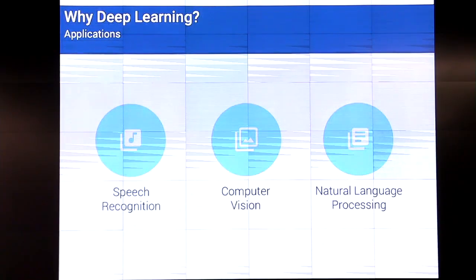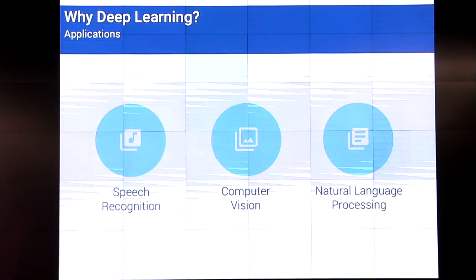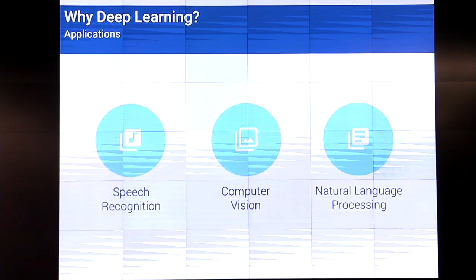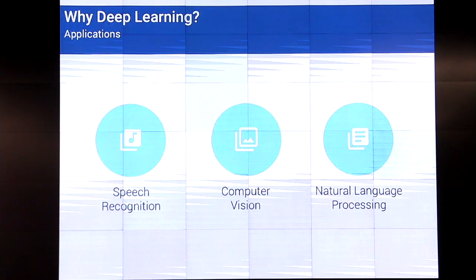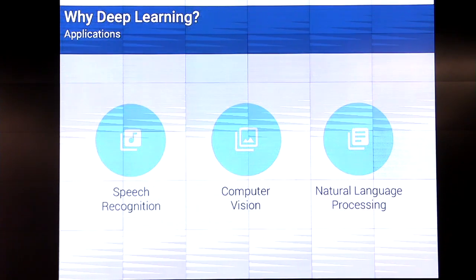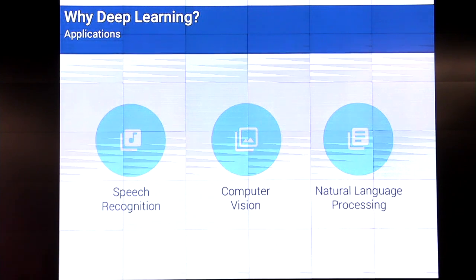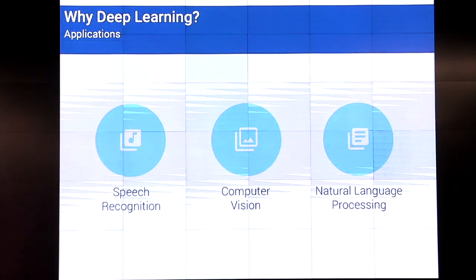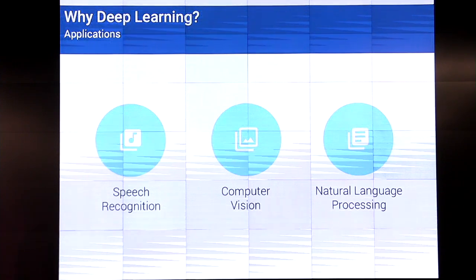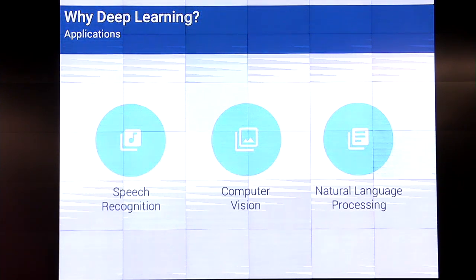So again, applications: speech recognition, computer vision, natural language processing. Computer vision is clearly where deep learning has proved itself. There are a lot of applications in production today. I'm not talking about what Google or Facebook, these kinds of companies are doing, where they have it as part of their product. I'm talking about business corporations where they're using computer vision to do business activities.